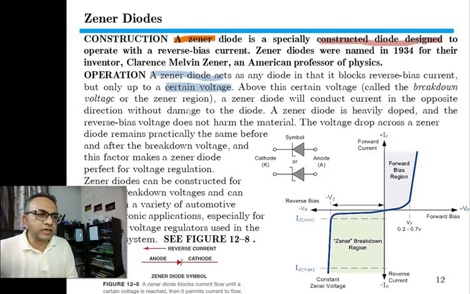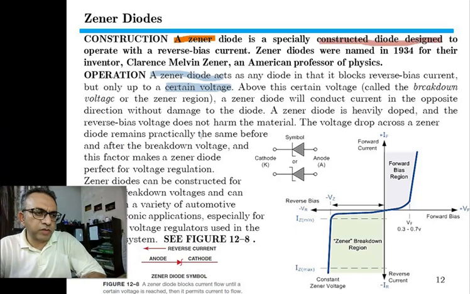A Zener diode is heavily doped, and reverse bias voltage does not harm the material. The voltage drop across a Zener diode remains essentially the same before and after the breakdown voltage, and this factor makes a Zener diode perfect for voltage regulation. So a Zener diode's biggest application is voltage regulation.